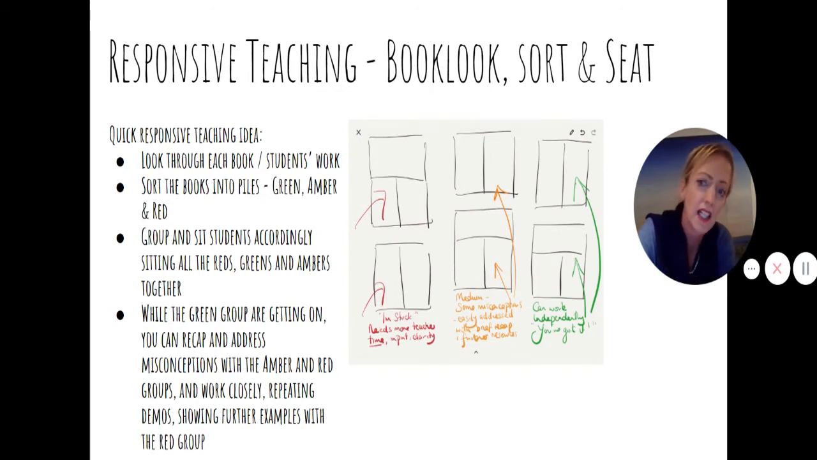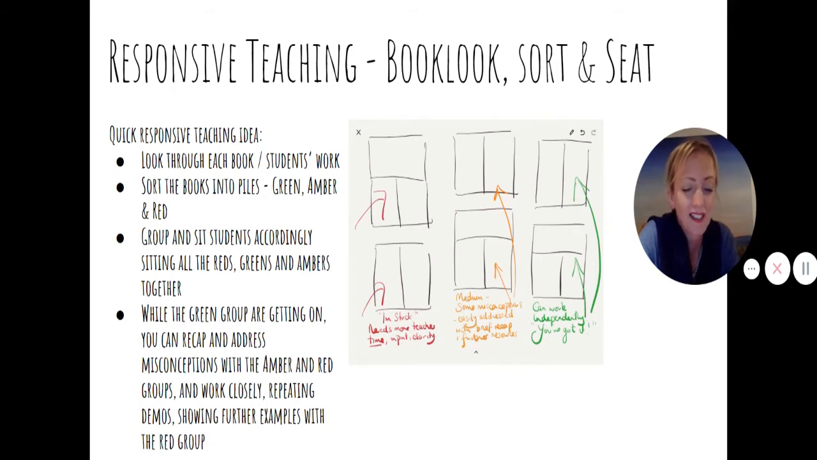So the idea here is you look through each book 5 minutes before the lesson. You sort them into piles, green, amber and red. So the green ones are the ones who've really got the hang of it. The amber is a bit more medium. Perhaps there's some misconceptions, but they're fairly easy to solve. And then the red group, they're the I'm really stuck and I need some more input group.